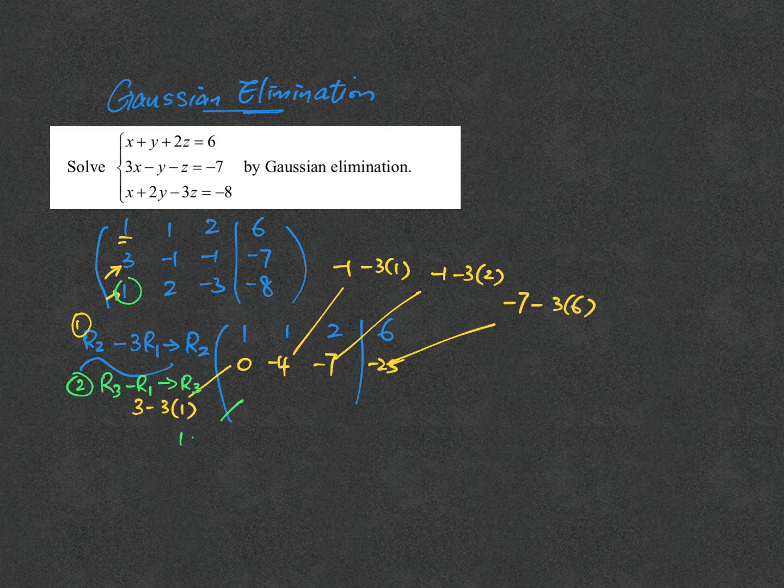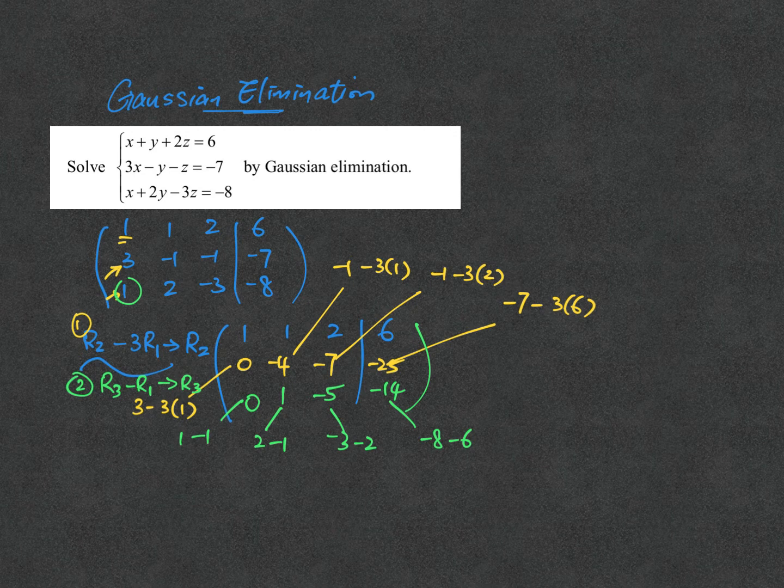So the first number is 1 minus 1, which gives you a 0. Very simple job. 2 minus 1, then you have 1 here. Next, you have minus 3 minus 2, which gives you a negative 5. At last is minus 8 minus 6, which gives you a minus 14. So that completes the first two row operations here.